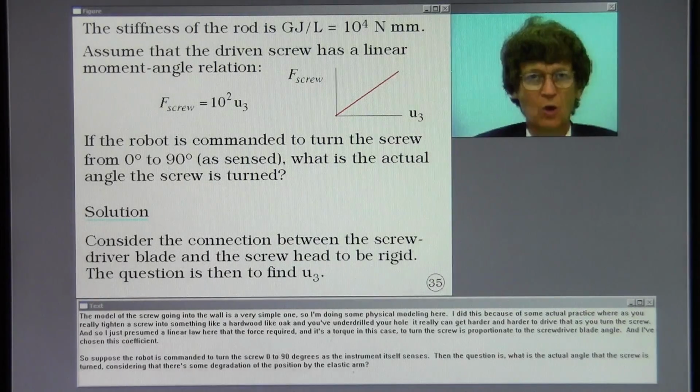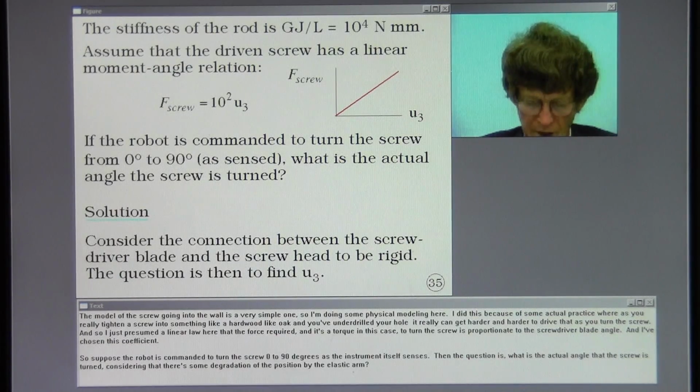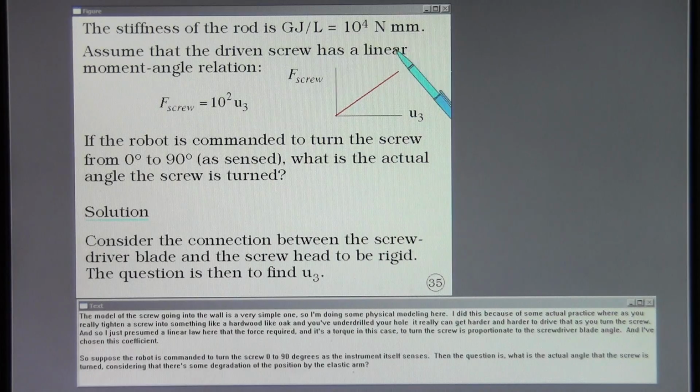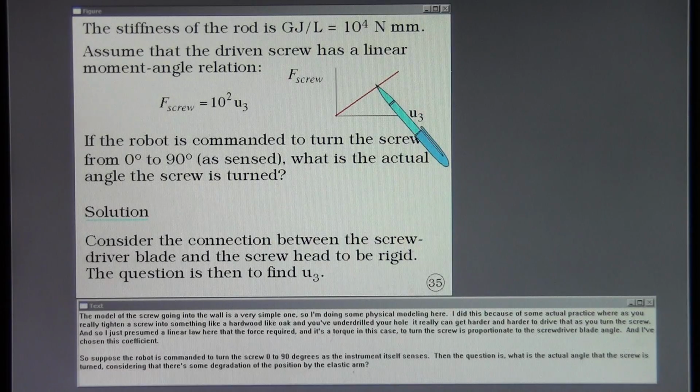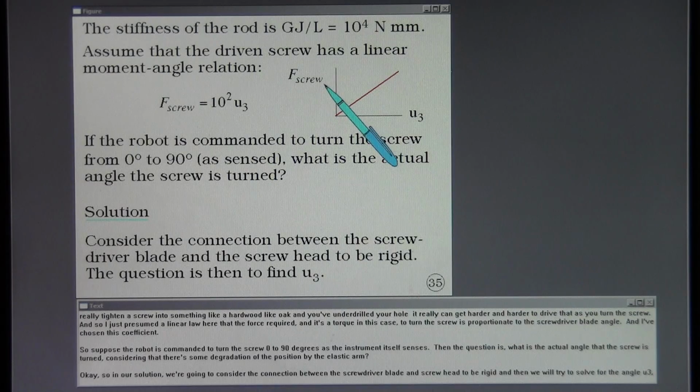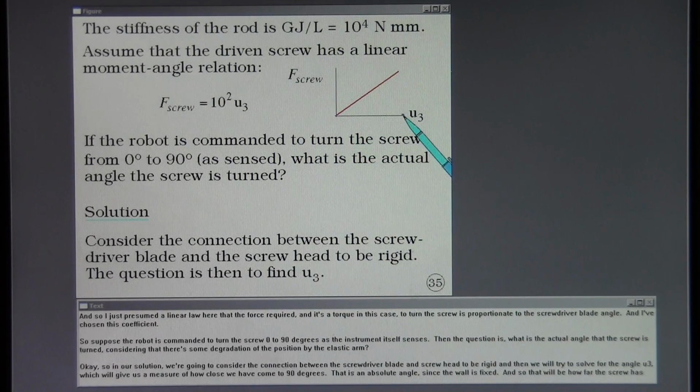The model of the screw going into the wall is a very simple one, so I'm doing some physical modeling here. I did this because of some actual practice, whereas you really tighten a screw into something like a hardwood, like oak, and you've under-drilled your hole, it really can get harder and harder to drive that as you turn the screw. And so I just presumed a linear law here that the force required, and it's a torque in this case, to turn the screw is proportionate to the screwdriver blade angle. And I've chosen this coefficient.